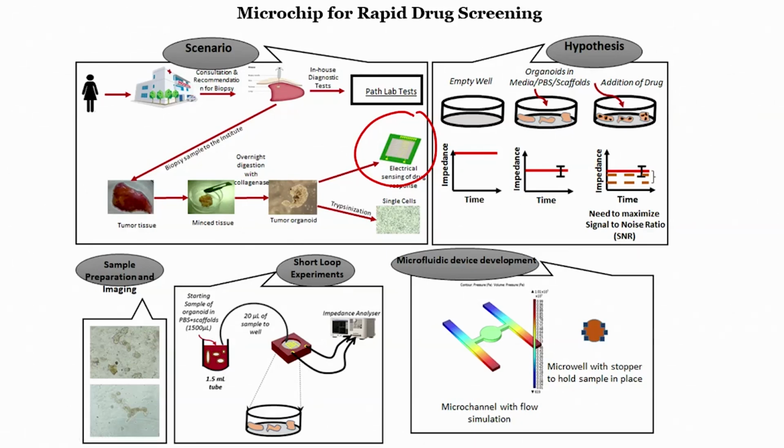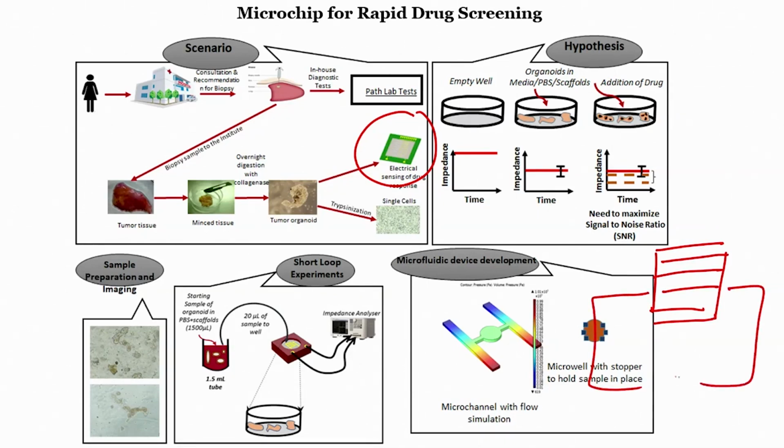Now, if we create interdigitated electrodes, right, like this, and we place the tissue or spheroid on these interdigitated electrodes, then what will we get? We will get an impedance value, right.